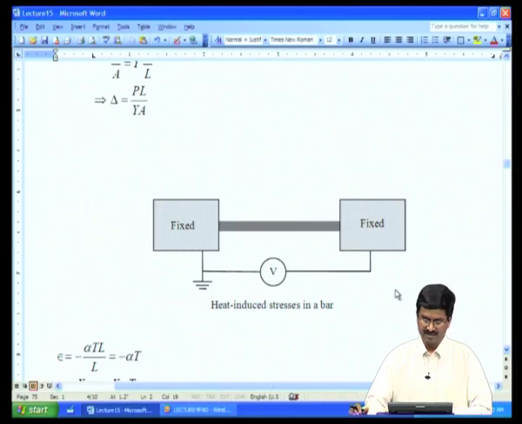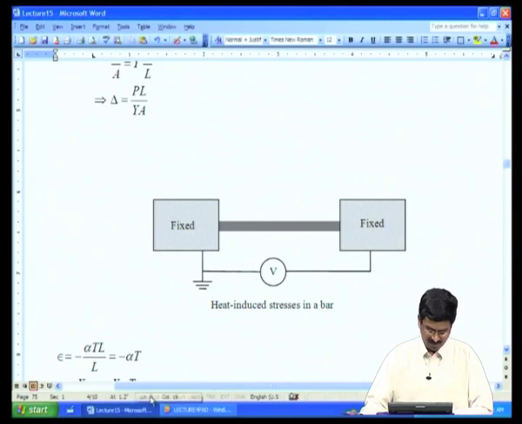When current passes, it is going to get heated. Because of the heating, most of the materials will expand. When they expand, they want to increase their length, but it is fixed at both ends, so it cannot. In that case, the material inside will develop a stress, and that stress will have to be compensated by the stress created by this bar.